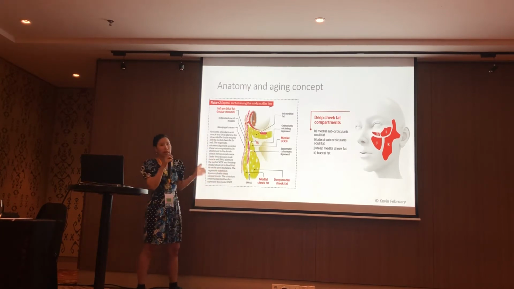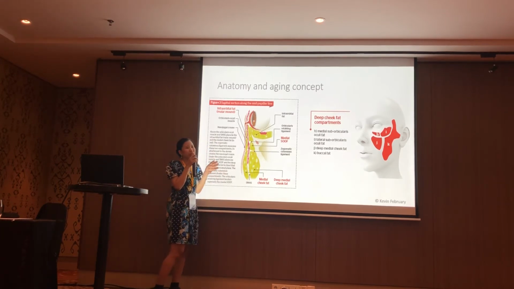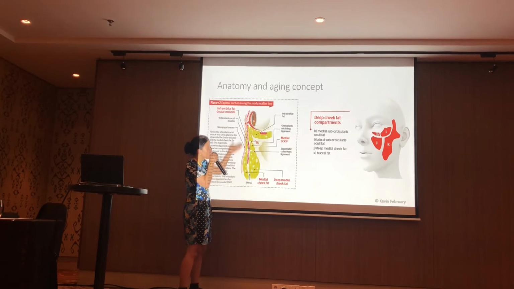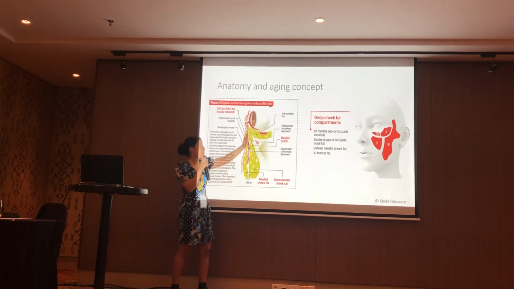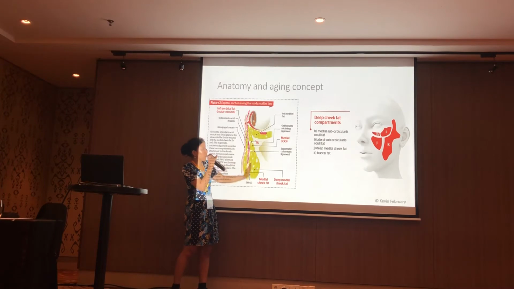Okay, to see it from another view. You know, anatomy is something really confusing. You have to look at it from different views, at different angles. At this view, okay, this is the SMAS. Start with SMAS, you will get it easier. This is SMAS. This is the superficial fat compartment. This is the deep fat compartment. And this one is the medial tube. Okay?